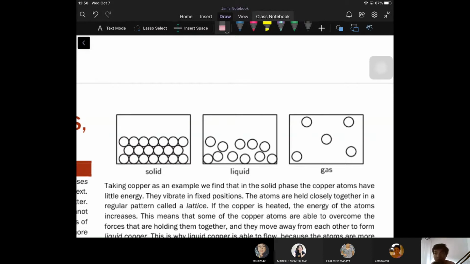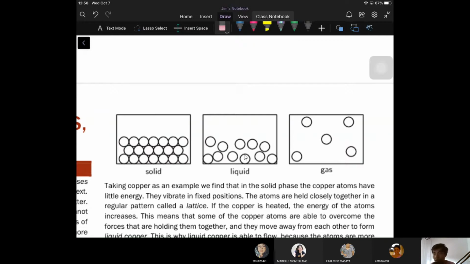Kunwari ako, ilagay ko sarili ko sa freezer. Ano mangyayari sa akin? Yung energy ko mapupunta sa paligid kasi mas malamig yung paligid kaysa sa akin, no? So, matatransfer yung energy ko papunta sa surroundings. And as a result, there will be a loss of energy, no? Mababawasan yung energy ng matter natin. So, ganun din nangyayari, for example, sa water, no?